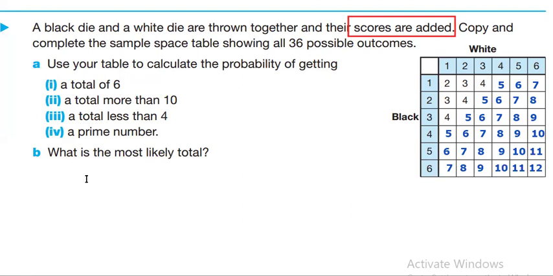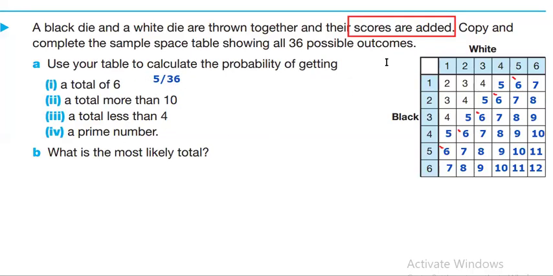Now we're going to use it to answer these questions. Find the probability of getting a total of 6. Now we know that all the possible outcomes are 36. This means the denominator in these answers will be 36. So a total of 6. How many sixes do we have? Let's count them together and put a line so we know that we counted it. 1, 2, 3, 4, 5. We can get 5 sixes out of 36. So when we write it, 5 over 36.